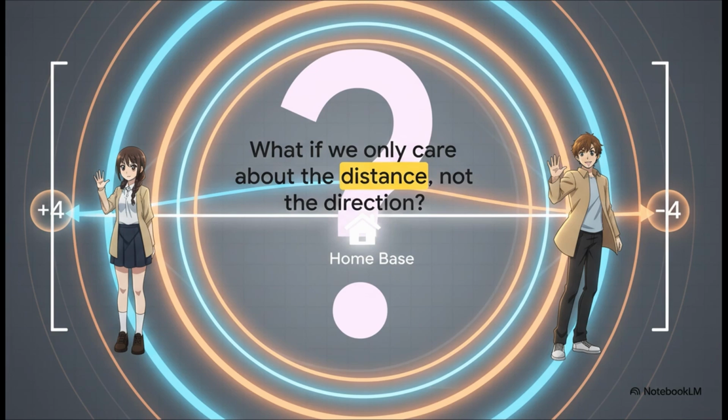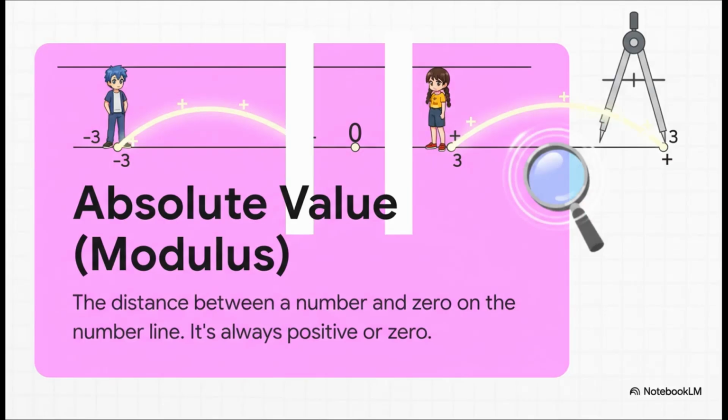Well, it's 4 units away. Okay, how far is negative 4 from home base? It's also 4 units away. What if we wanted a way to ask only about that distance, that pure, directionless number? And we actually have a name for this. It's called absolute value. It's simply the distance from a number to 0 on our number line.